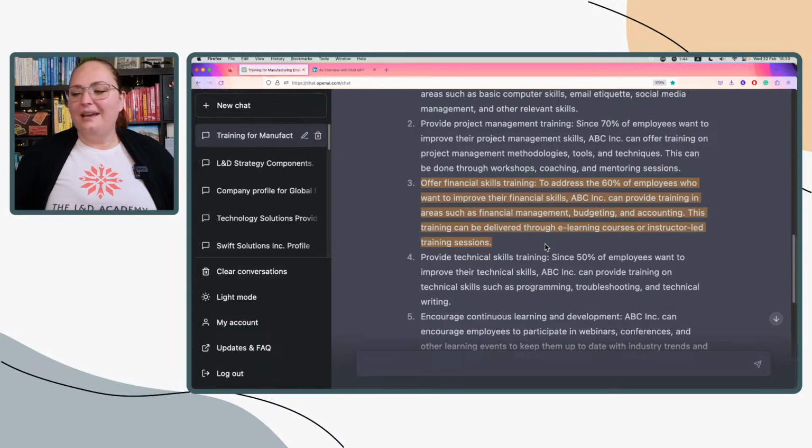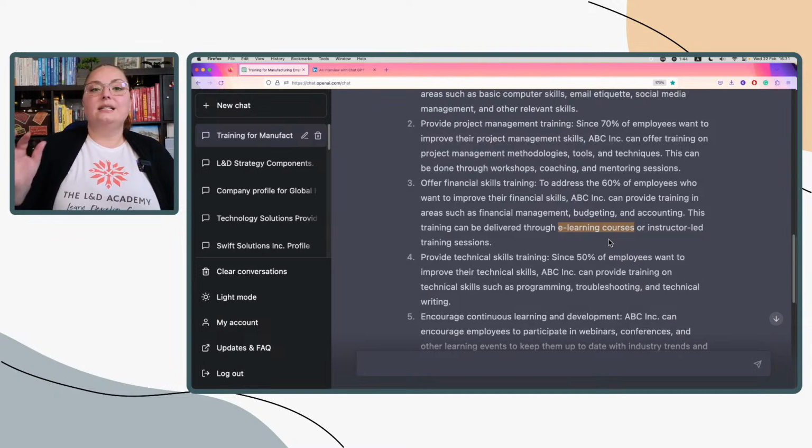But I'm speculating here. I'm trying to expand my horizon. So let's imagine that we do have a manufacturing company. What kind of financial skills would they need? And the fact that it's suggesting an e-learning course, I like, because it can be one of those nice to haves, right? Not a mandatory course, but a nice to have.